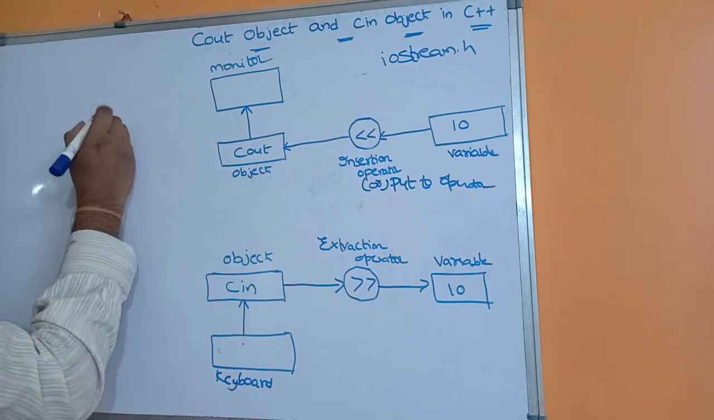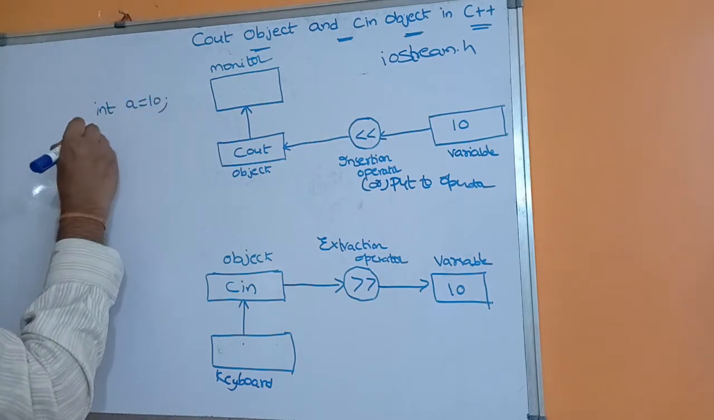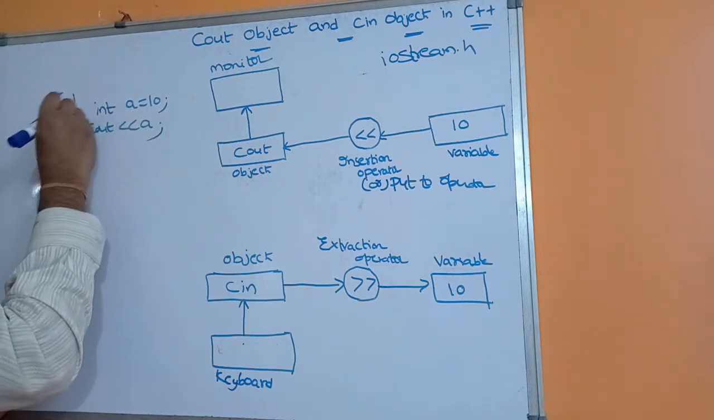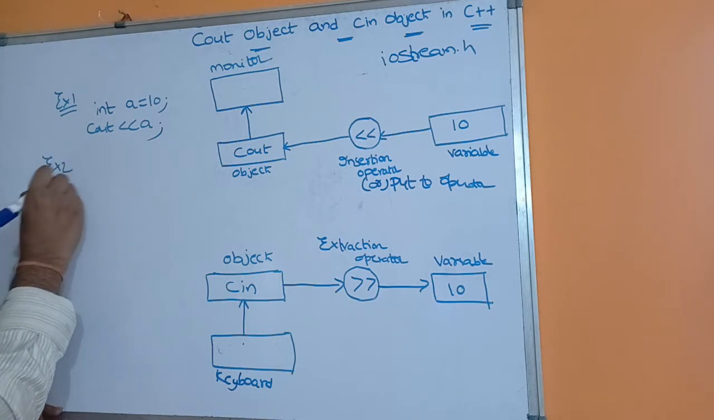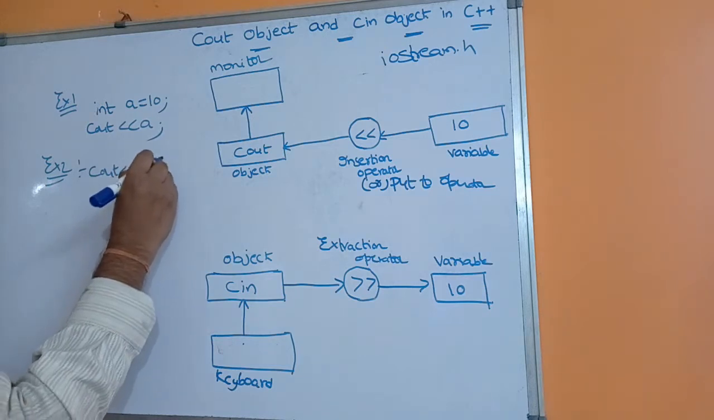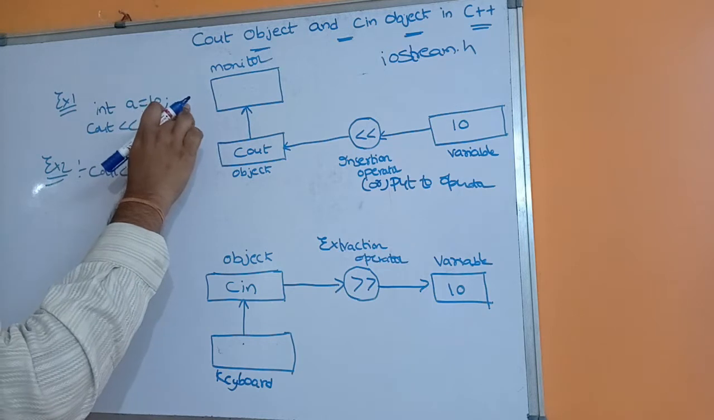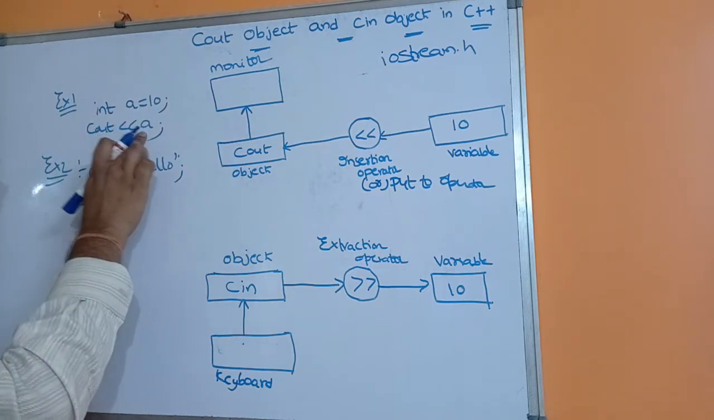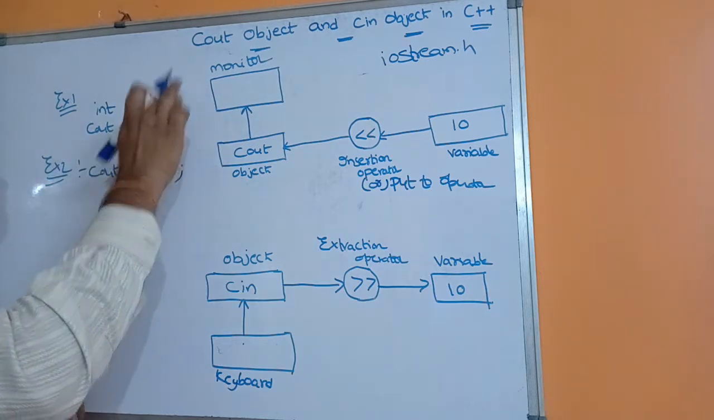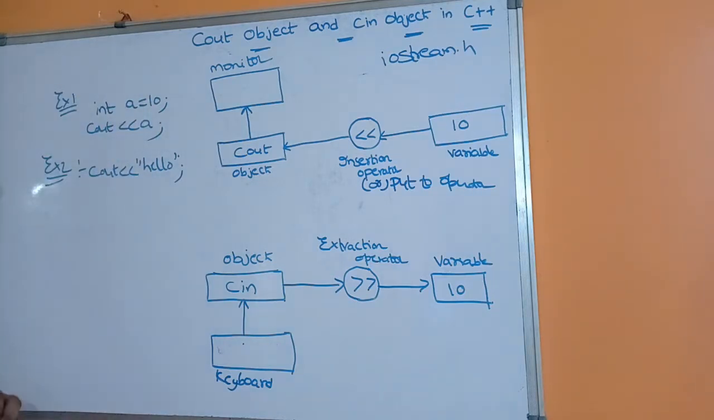Let's take an example here. Let's say we have a statement like this: int a is equal to 10, cout less than a. This is example 1. Let's have one more statement, example 2: cout less than, within double quotations, hello. So here let's see the first example, int a is equal to 10, cout less than a. Whenever the statement is executed, the value of a will be displayed on the monitor. So what is the value of a? 10. So 10 will be displayed on the monitor.